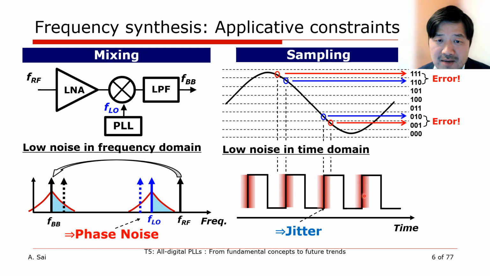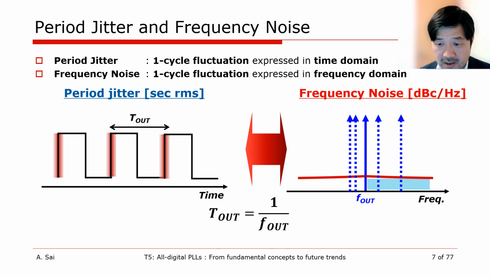Similarly, in the sampling of the data converter, it is necessary to synchronize the clock timing with the digital signal processing that follows. In this case, fluctuation in the time domain causes error, degrading the signal quality. Hence, it is very important. These are basically the same noise, jitter and frequency noise, with the only difference being whether to look at the noise in terms of frequency or time.